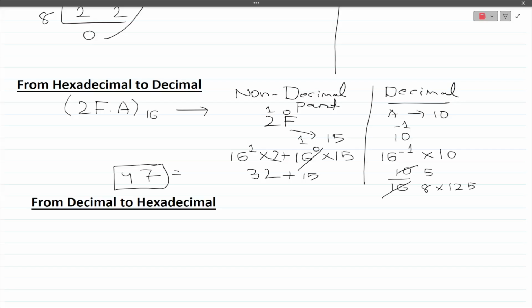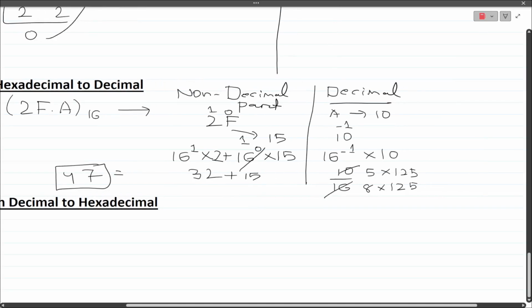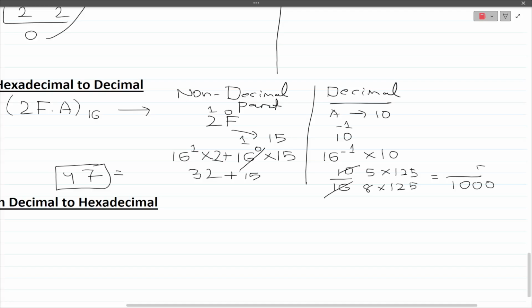Again let me multiply by 125. Then it will result in 1000. Here it will be 5 by 25. 5 to the 10, then 12, then this is 6. So it will result in 0.625.